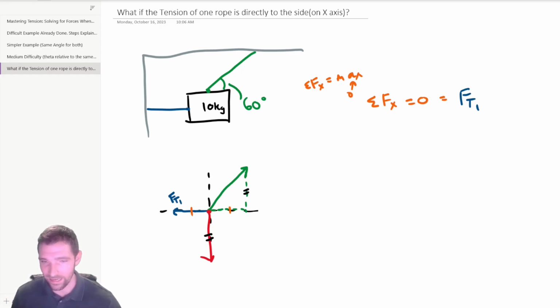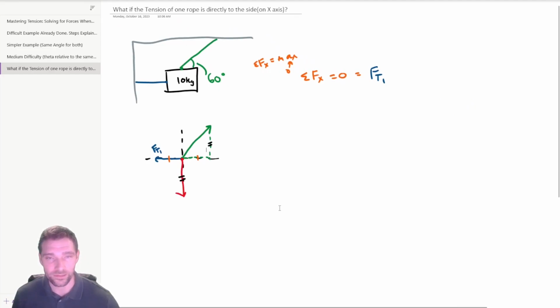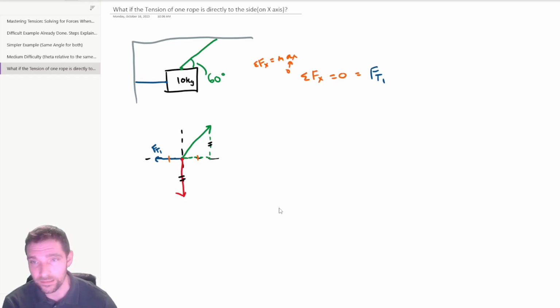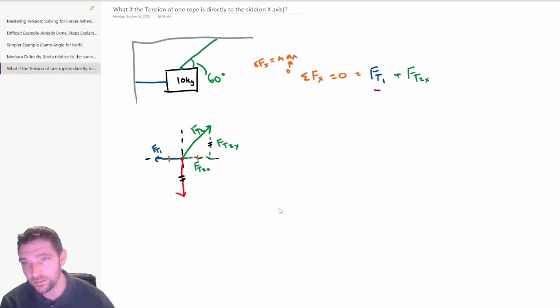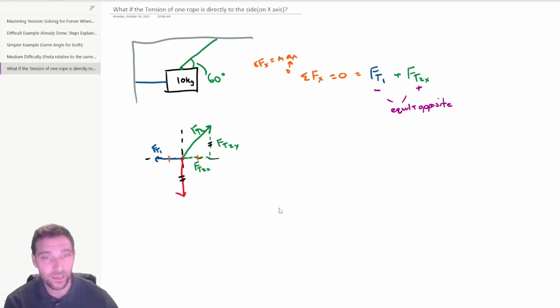Knowing that, this problem actually is a little bit quicker than the other one that we just did. So we just need to think about this now as plus the force of tension 2 in the x-axis. So if this is force of tension 2, then I would call this force of tension 2 in the x-axis and force of tension 2 in the y-axis. And they're going to be canceling out. So one of them's going to be negative, one's going to be positive. These are equal and opposite. So very similar to what we just looked at with those other problems. And then the y-axis, not too bad.